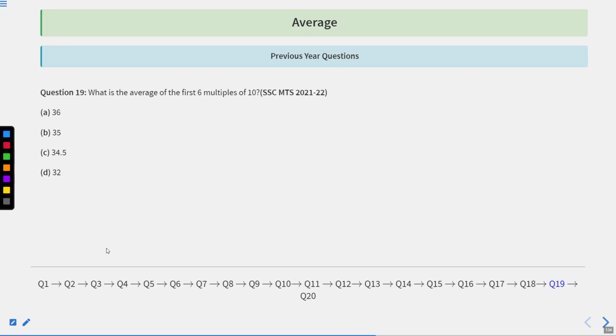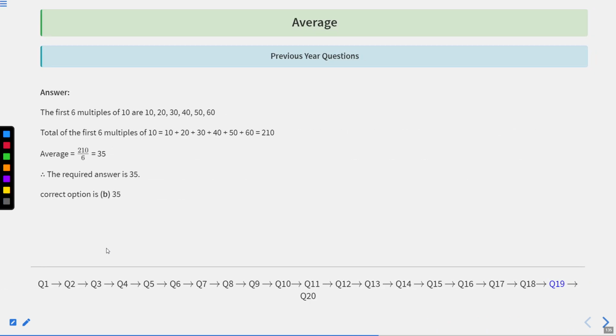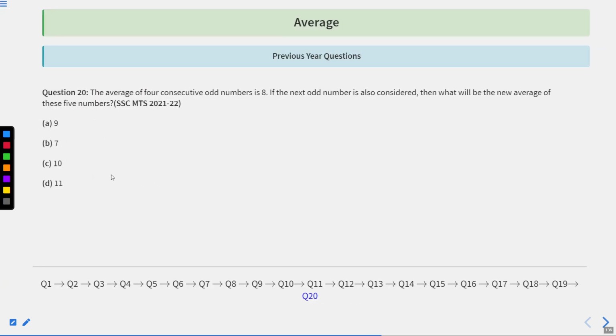So moving to problem number 19. What is the average of the first 6 multiples of 10? The first 6 multiples of 10 are 10, 20, 30, 40, 50, 60. So the total is equal to 10 plus 20 plus 30 plus 40 plus 50 plus 60, equal to 210. So the average is equal to 210 upon 6, which is 35. So the correct answer here will be option number B, that is 35.